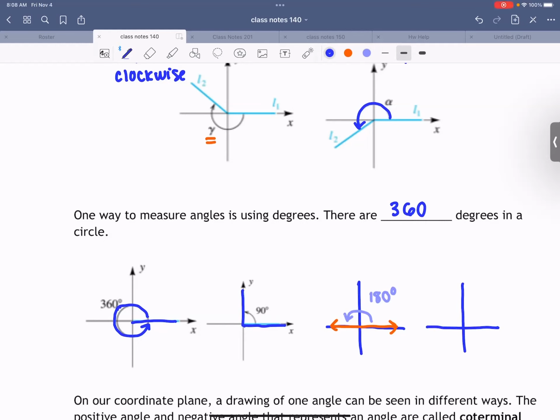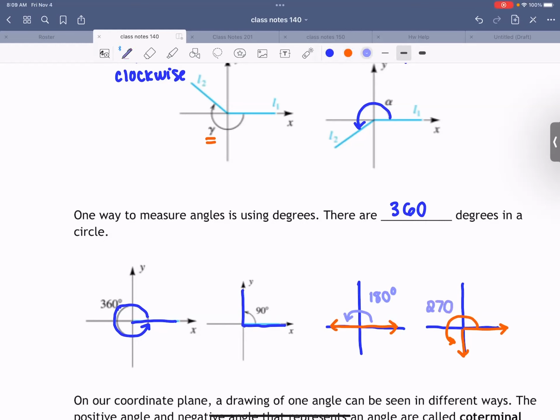We can do, let's say, this. If I start at my initial side, which is always the positive x-axis, and I go around my circle until I get to the negative y-axis, what do you think this angle is going to be? 270. How'd you get 270? Good. 360 minus 90 or 180 plus 90, right? So you can kind of piece together the quarters of 360. So this is going to be 270 degrees.